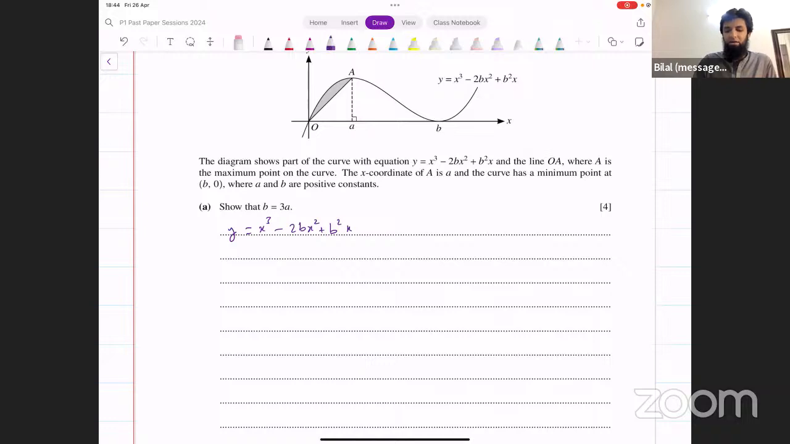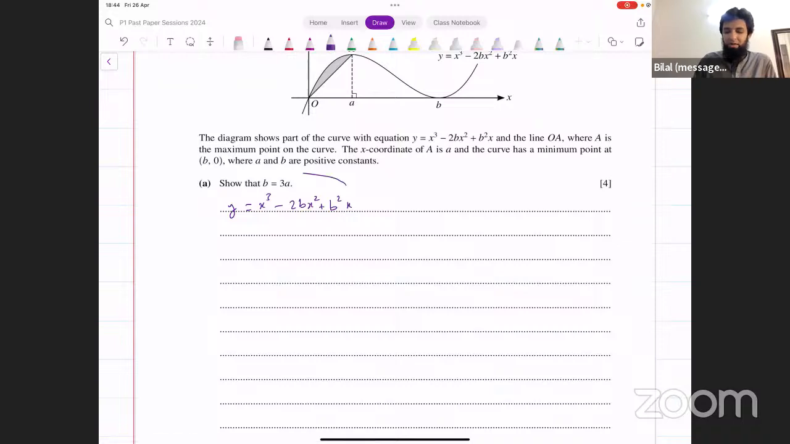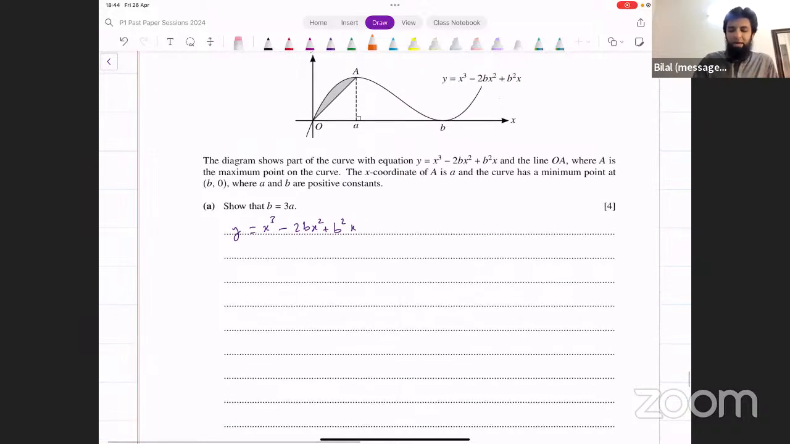How do you find the turning point of a function? You find the derivative, put that equal to 0. Let's start with that, because b is already here in this equation. In order to connect b to a, we need to think about a. a is one of the turning points of the curve. How do you find turning points of a function? You find the derivative, put that equal to 0. The derivative here is going to be 3x squared minus 2b into 2, that's 4b times x. b squared x, derivative of that would be just b squared. Remember, b is a constant, right?